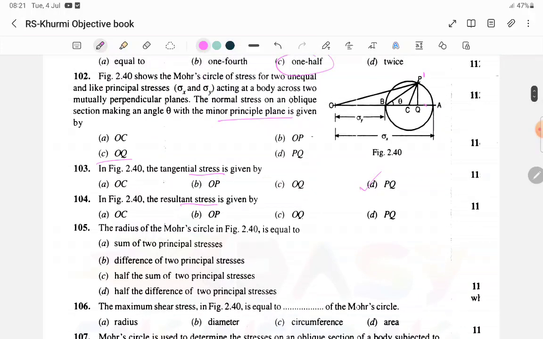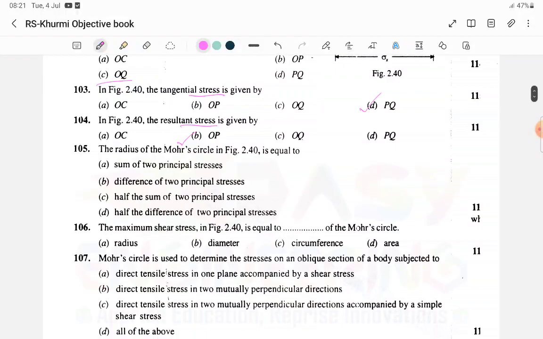Yes, you are correct. That's the 104 question. That is B, that is OP. That O to P is the resultant. You can write this is the resultant. If you draw the triangle also, this is the resultant force that you can consider. Vectors also.